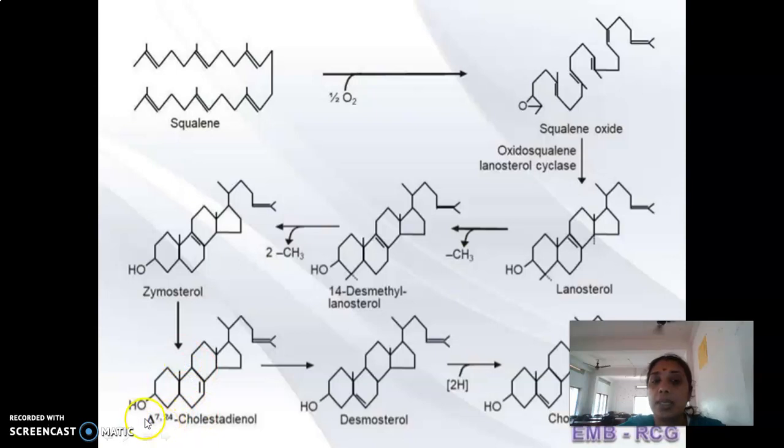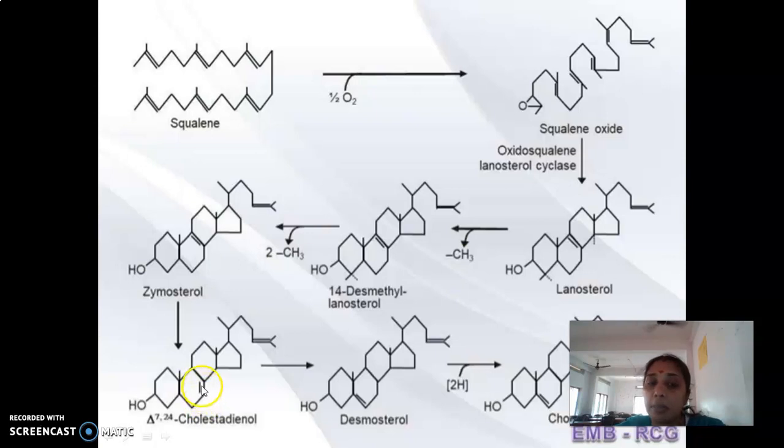So that's known as delta 7, 24 cholestadienol. So that is delta 7, that is the double bond is on the 7th position and the other double bond is on the 24th position. So in order to indicate the position of the double bonds, this compound is named as delta 7, 24 cholestadienol. Diene means there are two double bonds, with OH on the 3rd position. Right, so delta 7, 24 cholestadienol.